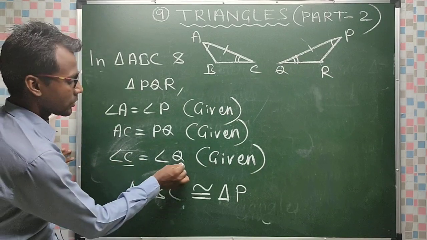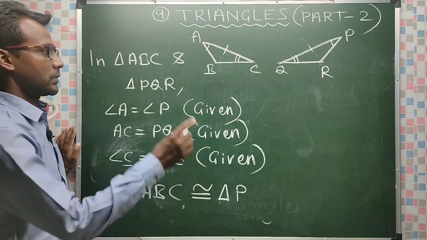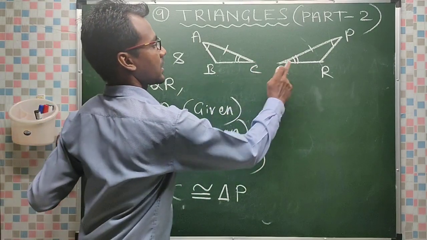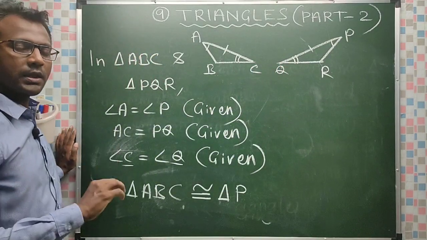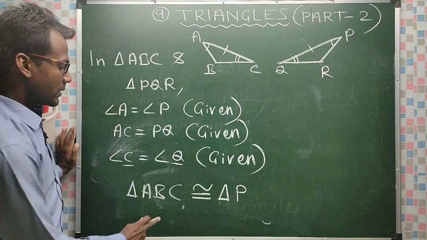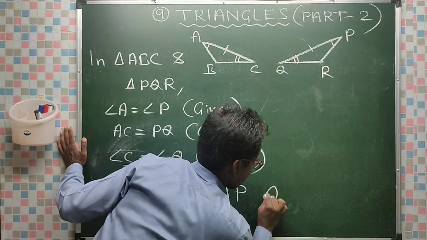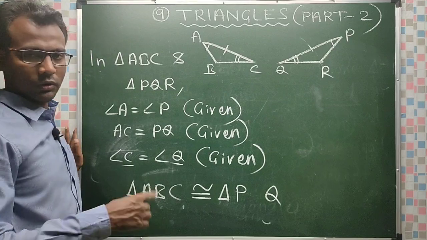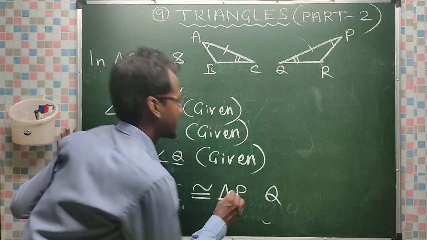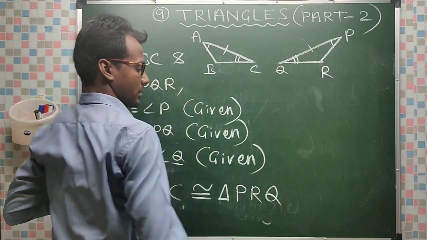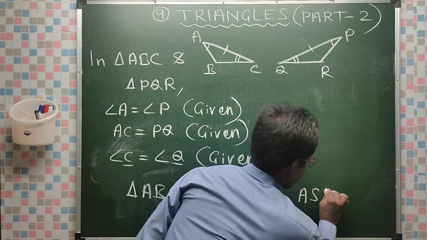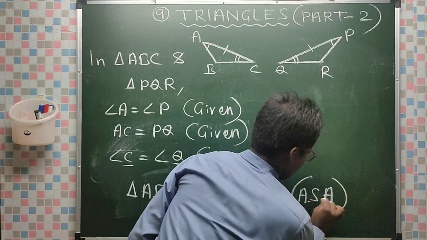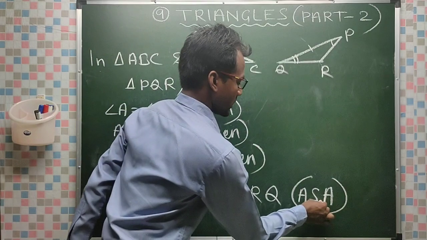Then C is equal to Q. So angle C and angle Q are corresponding angles. C and Q are corresponding vertices. C third means Q third. So which will be in the middle? Obviously the last option, that is R. So this is ASA. ASA postulate.